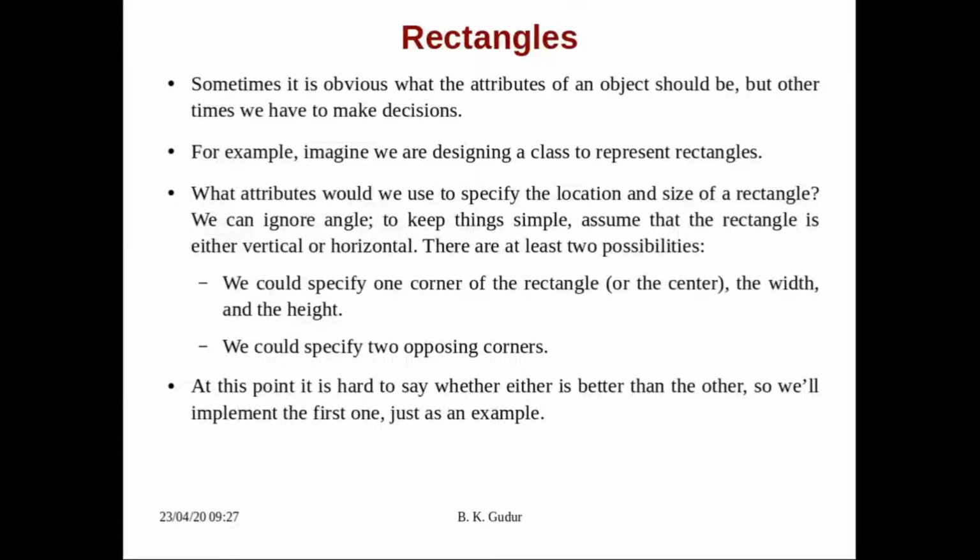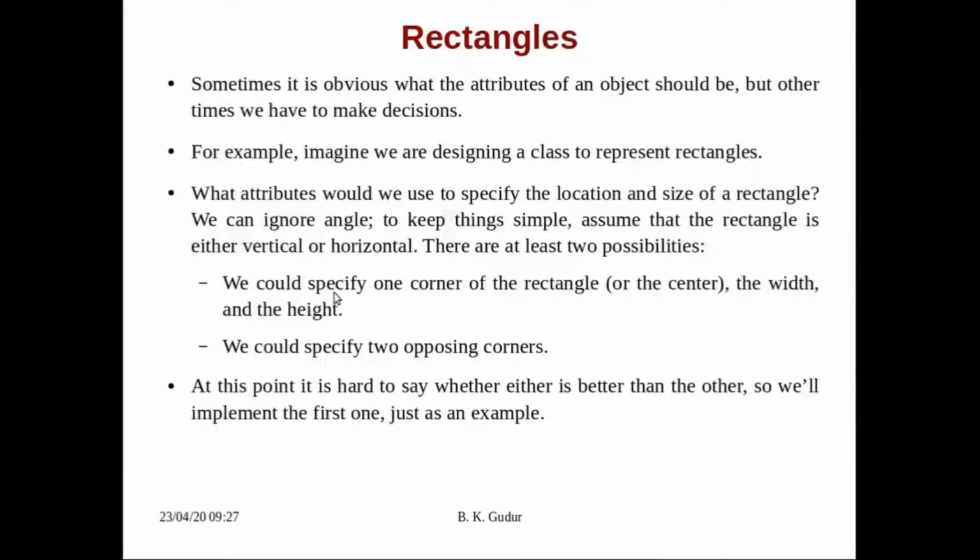Let's see here. Sometimes it is obvious what the attributes of an object should be, meaning what should be the type of attributes an object should have. Like in case of point, we just decided that the point attributes will be floating point numbers. But at other times it will be very tough to make decisions. For example, imagine we are designing a class to represent rectangles. Now here, what attributes would we use to specify the location and size of a rectangle, meaning in a two-dimensional space where the rectangle should be placed? If we ignore angle to keep things simple, and assume that the rectangle is either vertical or horizontal, then there are at least two possibilities.